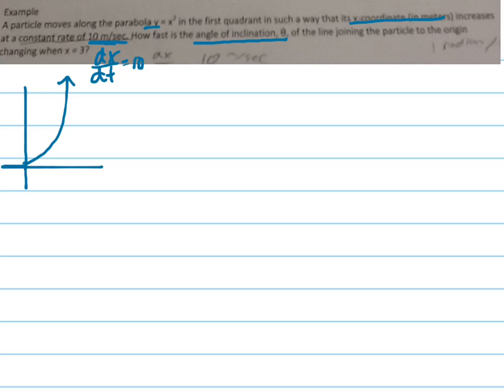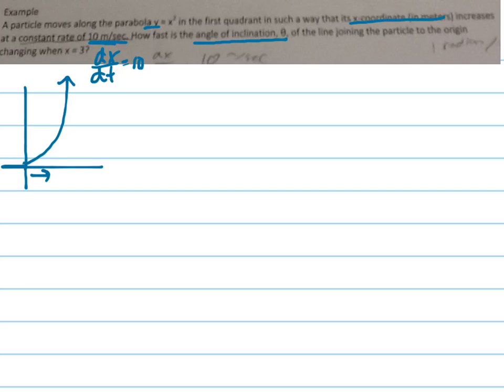Let's try another one. A particle moves along a parabola y equals x squared in the first quadrant in such a way that its x coordinate in meters increases at a constant rate of 10 meters per second. How fast is the angle of inclination of the line joining the particle to the origin changing when x equals 3? All right, that sounds like a mouthful, but let's draw out our picture here. You've got a particle moving along y equals x squared in the first quadrant in such a way that the x coordinate is increasing. So dx/dt equals 10 meters per second.